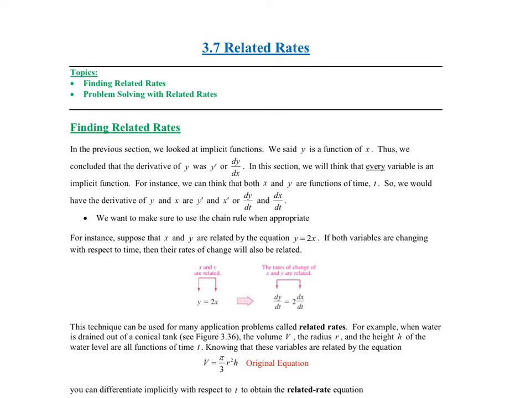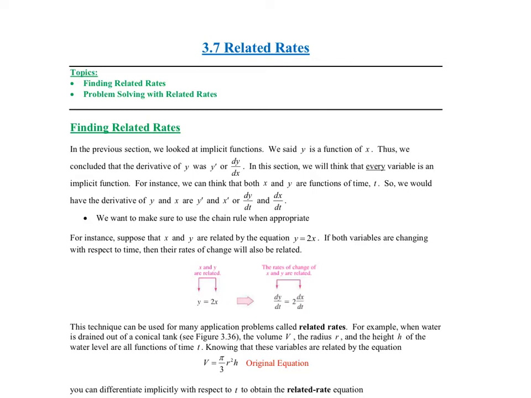Section 3.7 is on related rates. So what is this about? This is application problems. Really what we're doing is implicit differentiation here. What we're going to be looking at is real-world problems, and now we're going to be looking at the variables with respect to time almost on all problems.